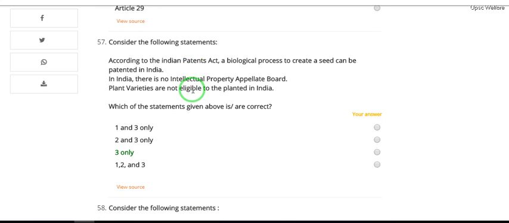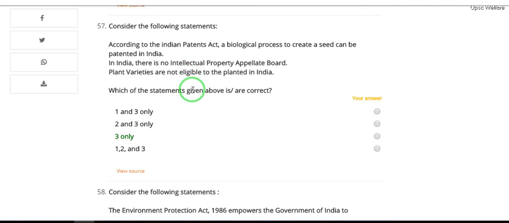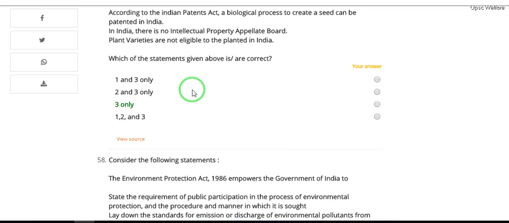Now question 57: consider the following statements according to the Indian Patent Act. The biological process to create seed can be patented in India. If we see in India, of course, there is no Intellectual Property Appellate Board, so that is going to be wrong. And the third option, plant varieties are not eligible to be patented in India, is going to be correct. Yes, plant varieties are not eligible to be patented in India.